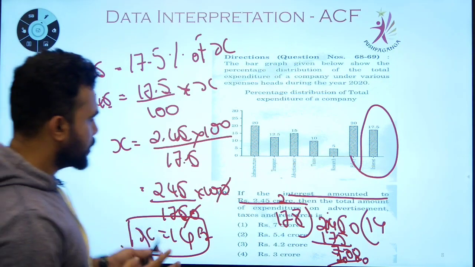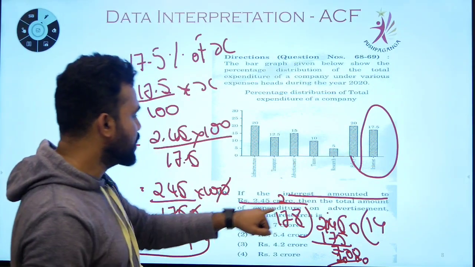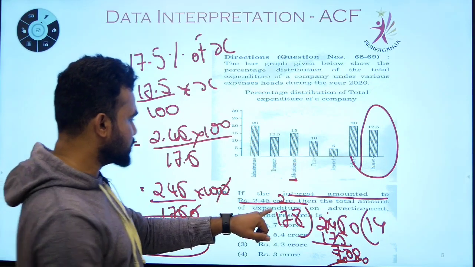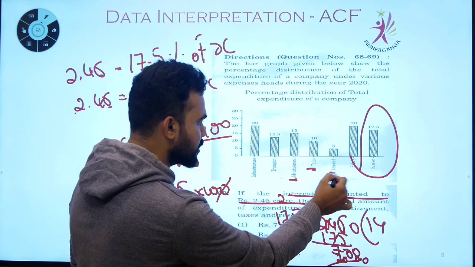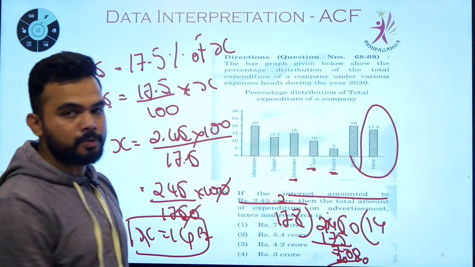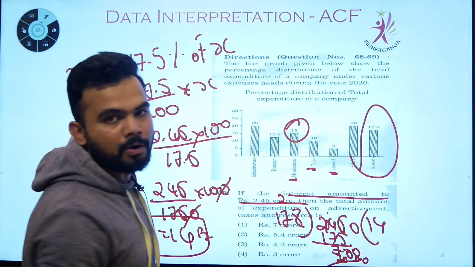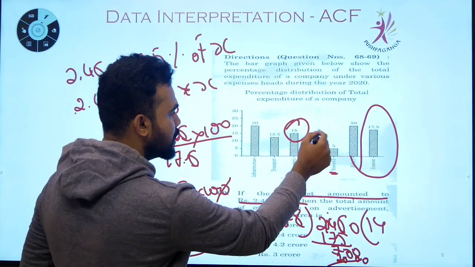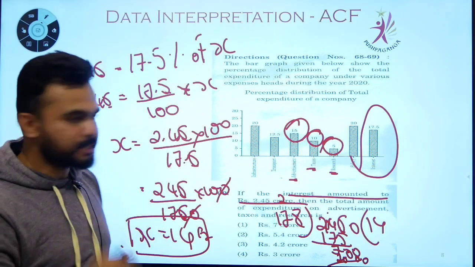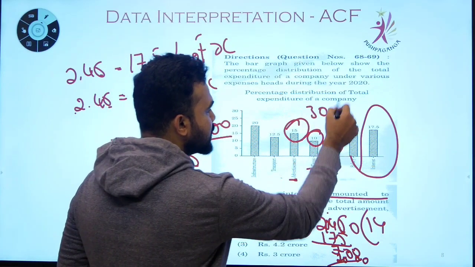Now the next question continues with this. He says, the total amount of expenditure on advertisement, taxes and research contributes how much? As per the data here, advertisement contributes 15%, taxes contribute 10% and research contributes 5%. So 15 plus 10 plus 5 is nothing but 30%.